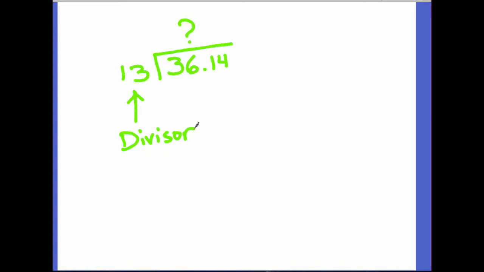Raisha, if you could tell me what the dividend is. What's a dividend? Okay, it's this number. It's the number that we're dividing. It's the number that goes first in the problem, okay? When it says 36 and 14 hundredths divided by 13, that's the number that goes in the box. You don't say, well, this number is bigger than this, so the biggest number goes in the box. That's not the way it works. It's whichever number is written first.